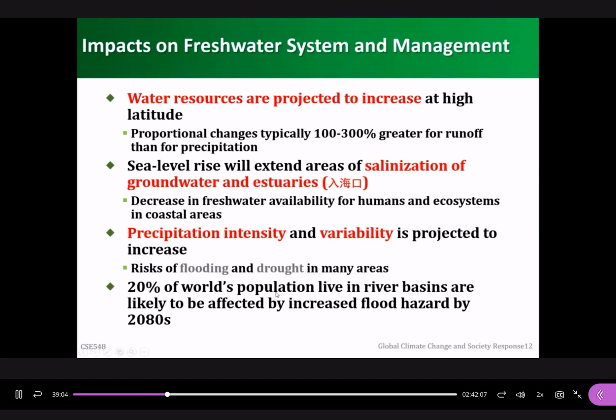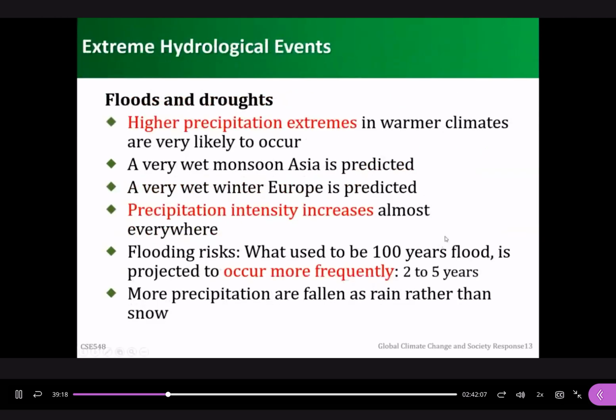And here it indicates 20% of the population live in river basins, so they will be affected by the increased flood hazard. Floods and droughts are two typical weather events impacted by climate change. You can see the higher precipitation extremes in warmer climates are very likely to occur. A very wet monsoon Asia is predicted, a very wet winter Europe is predicted, and the precipitation intensity increases almost everywhere. There will be more flooding risks all over the world, and more precipitation will fall as rain rather than snow.